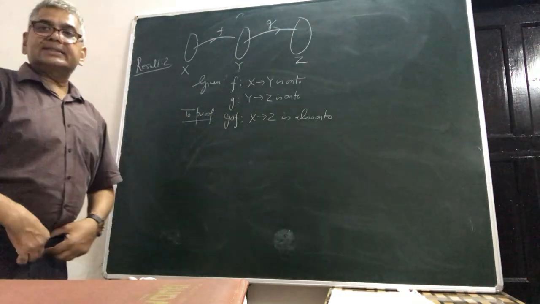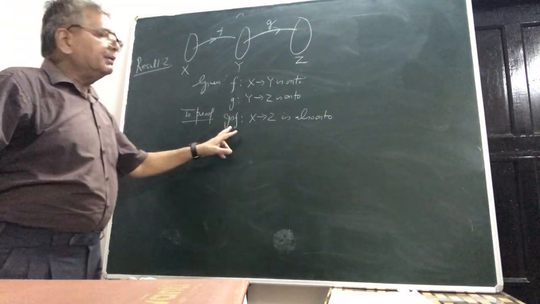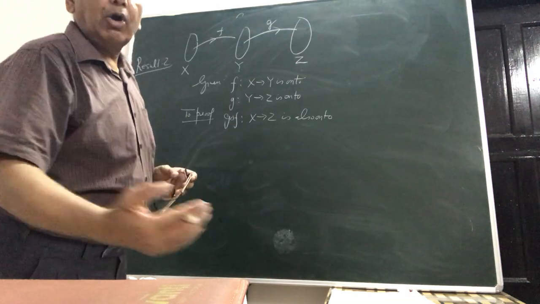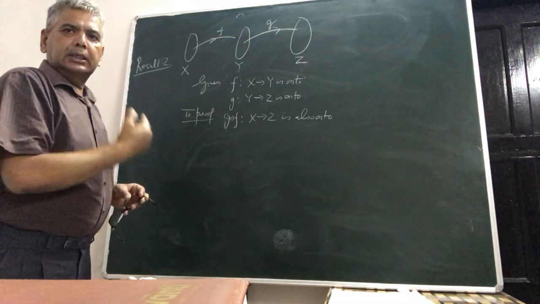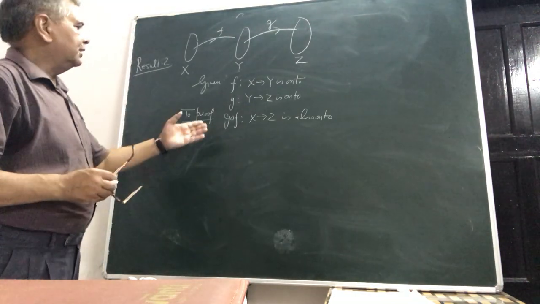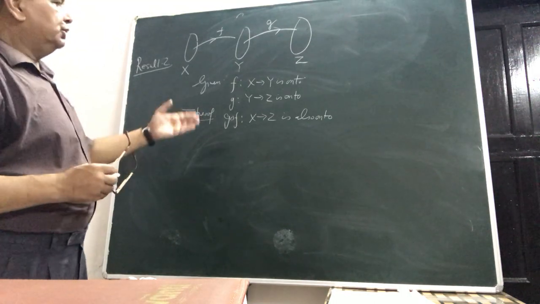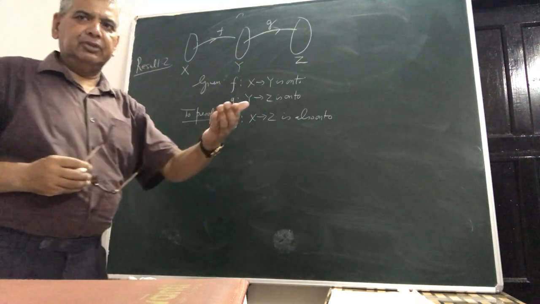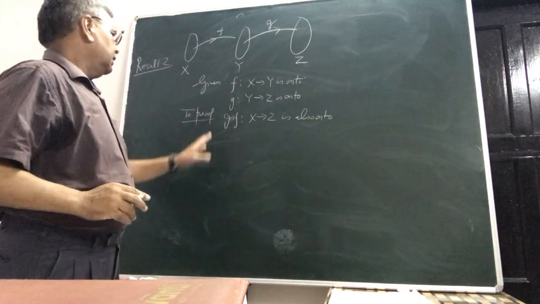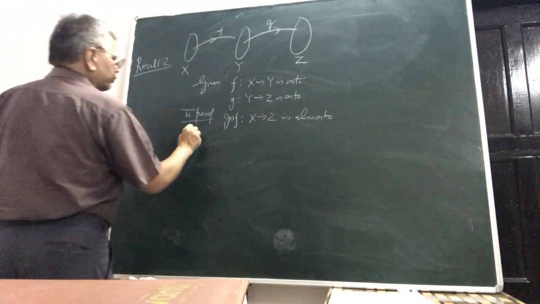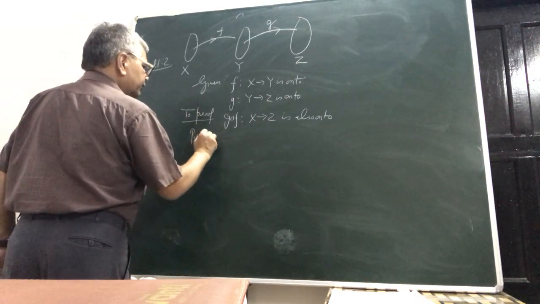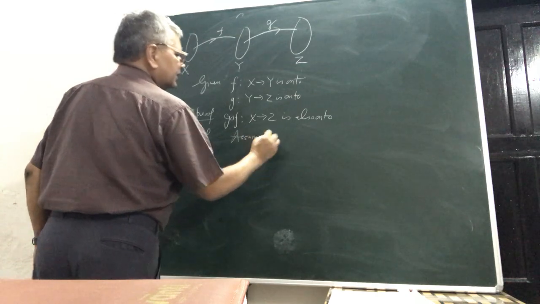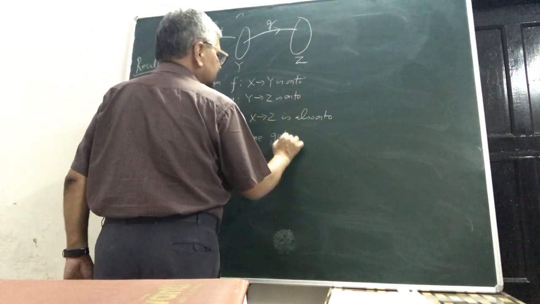Again, as I said, the contradiction method is a powerful method for proving results in mathematics. And we will employ the same contradiction method here to prove that g o f is actually an onto function, provided both f and g individually are onto functions. Okay, so proof. Assume the contrary, that is, assume g o f is an into function.